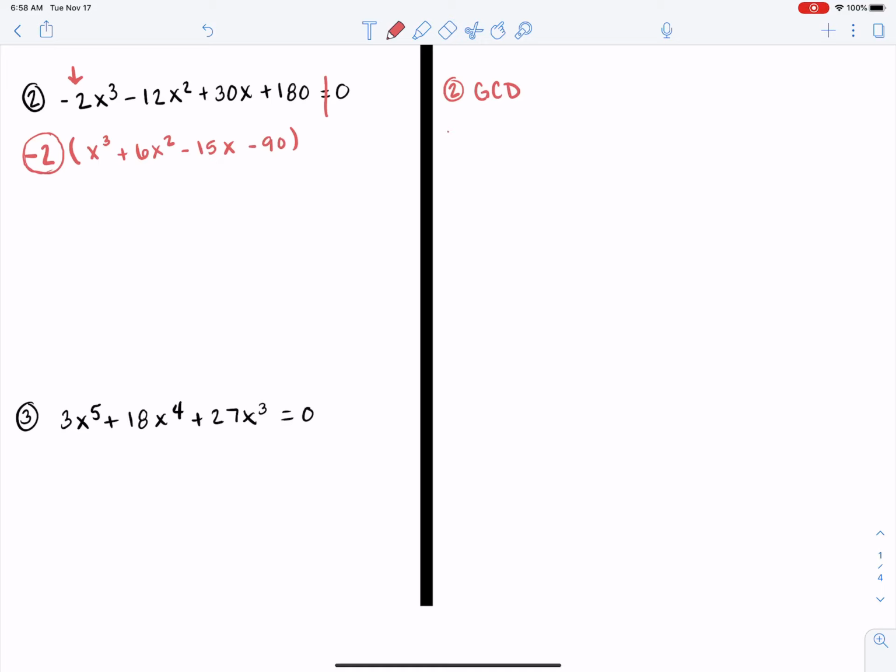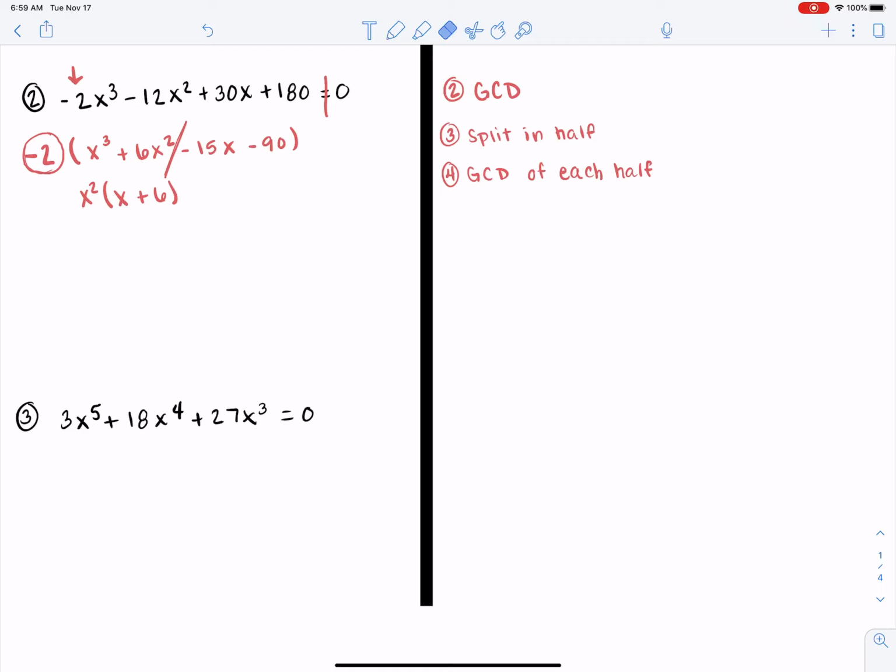Now I have 4 parts, and I'm going to split them in half. So I have x cubed plus 6x squared, negative 15x, and negative 90. Then we're going to find the GCD of each half. So x cubed plus 6x squared, those don't share any numbers, but they do share x squared. So I could take an x squared out of both of those, and I'm left with an x plus 6. So x cubed divided by x squared is a single x. 6x squared divided by x squared is 6.